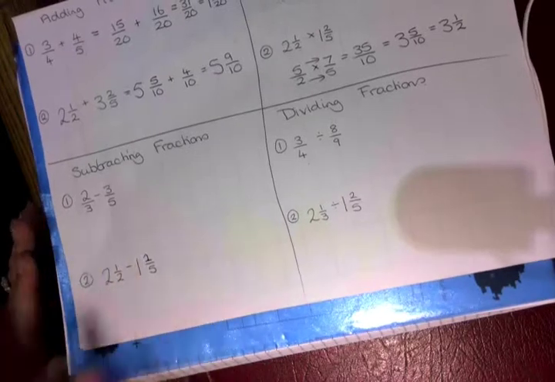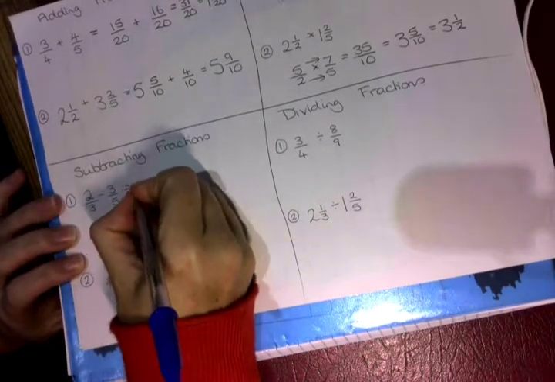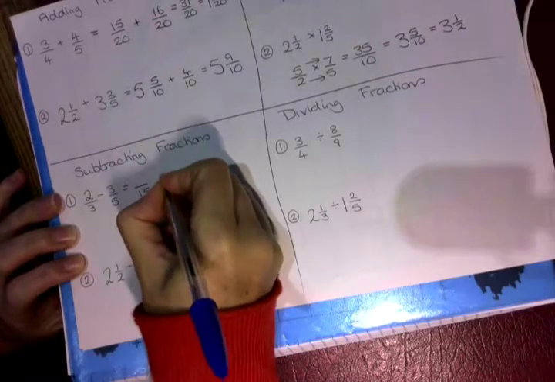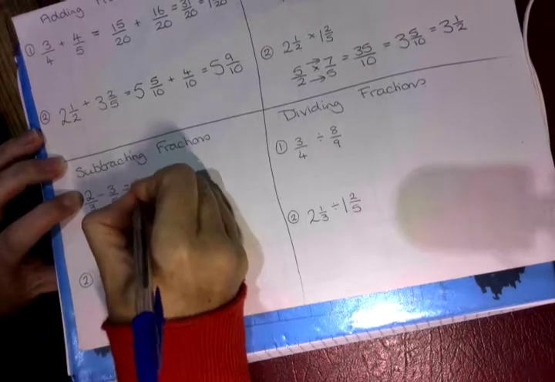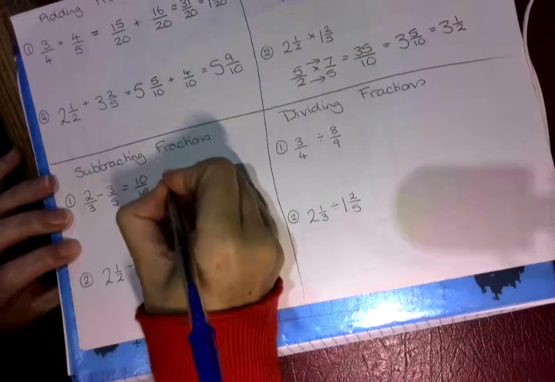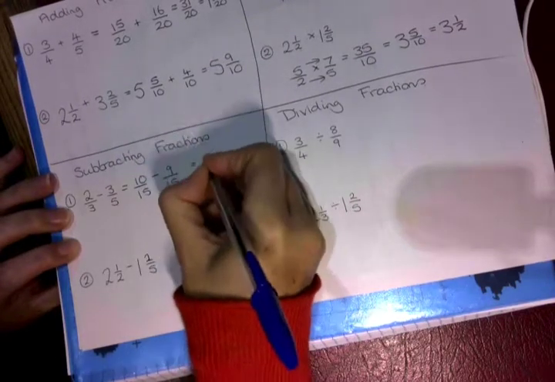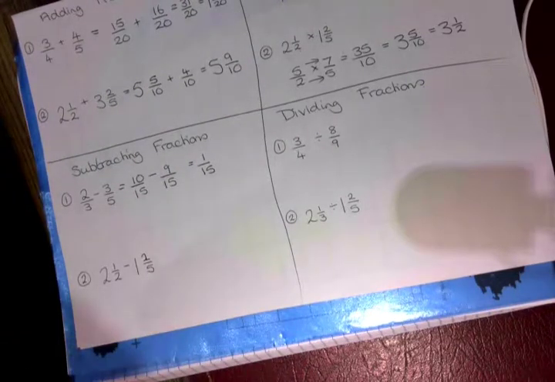Moving on to subtracting fractions, again I'm looking for a common denominator, and I'm going to turn those both into 15ths. I've times that by 5, so I'll times that by 5. I've times that by 3, so I'll times that by 3. Subtracting the numerators, the numbers on the top, I'm left with 1/15, and there's no cancelling down that I can do here.